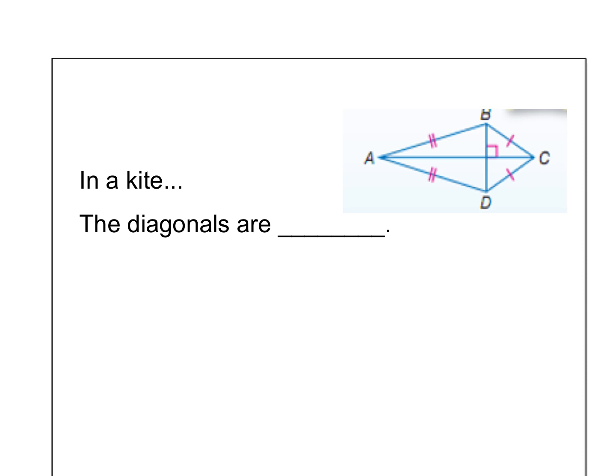Another cool property about kites is their diagonals. Can you tell based on that symbol right there? These diagonals right here meet at 90 degrees, so they are perpendicular.